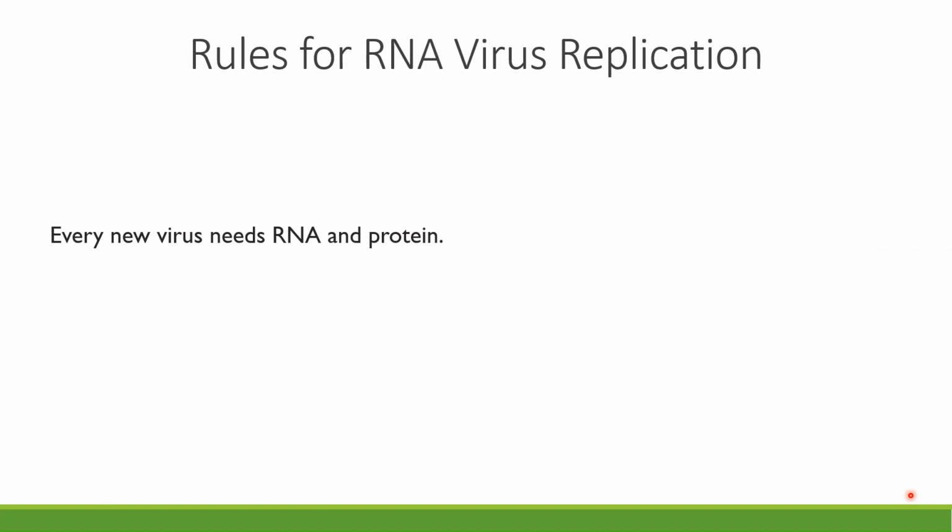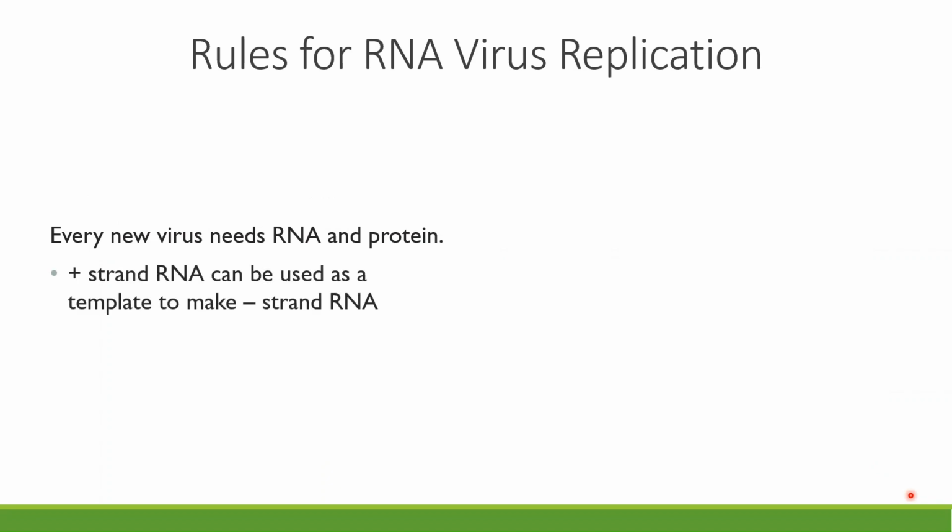So every new virus that's going to be made in that cell is going to need some RNA and it's going to need some protein, right? It's going to need some protein to make its capsids, some enzymes maybe to help with assembly, and it's going to need its own genome, its own set of RNA.